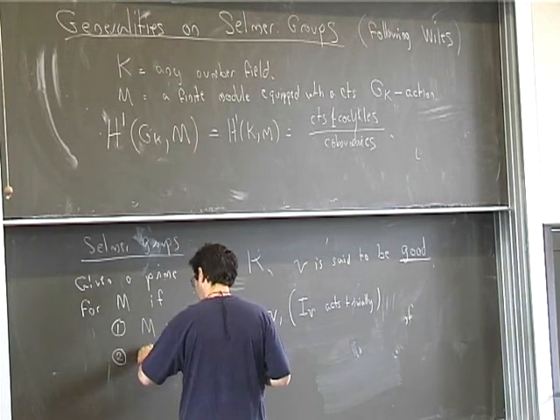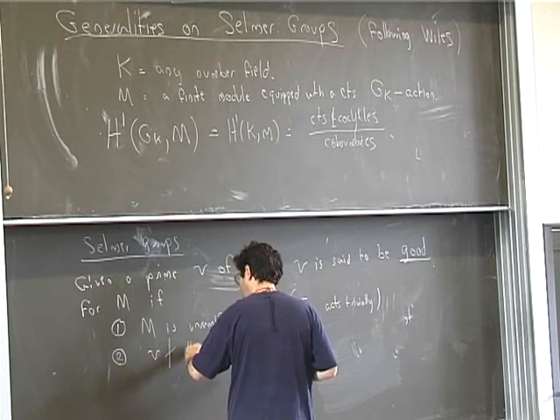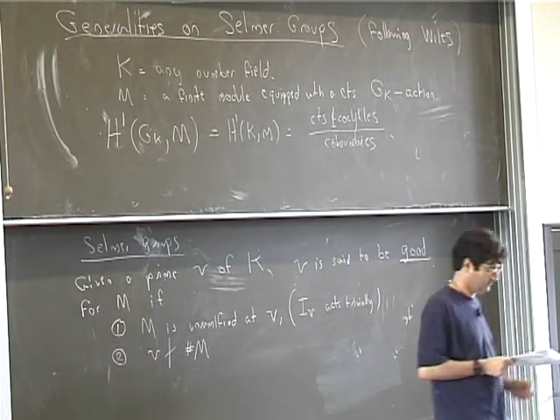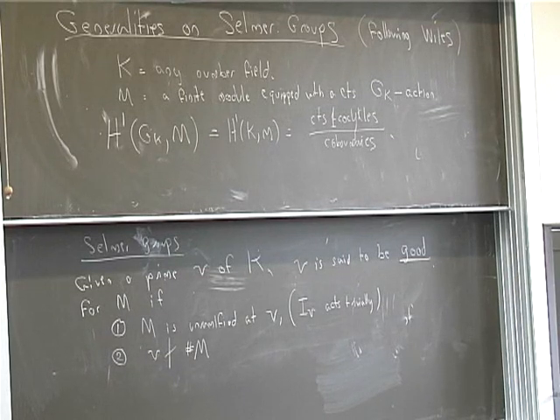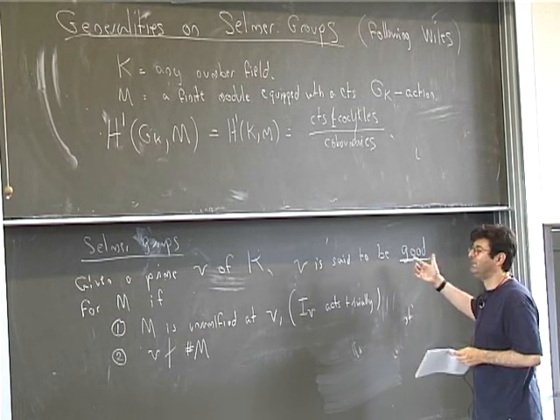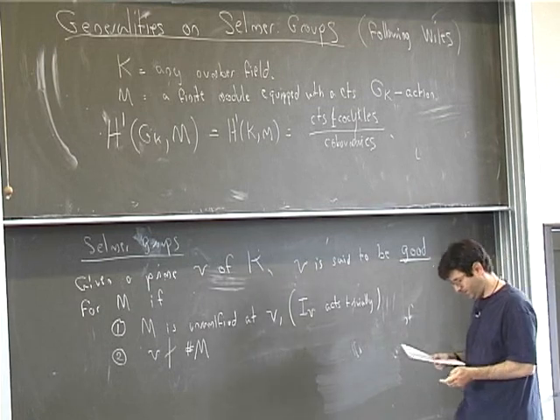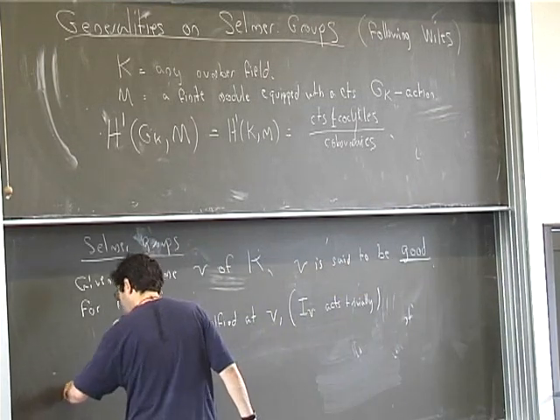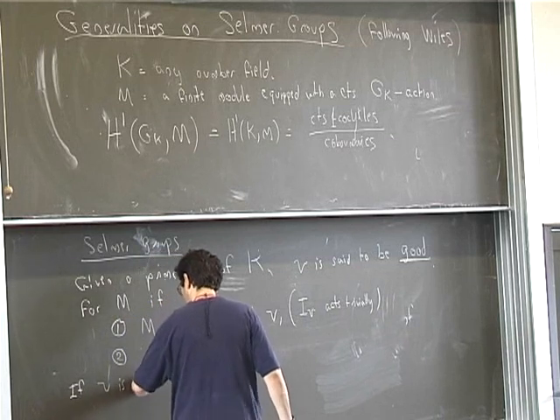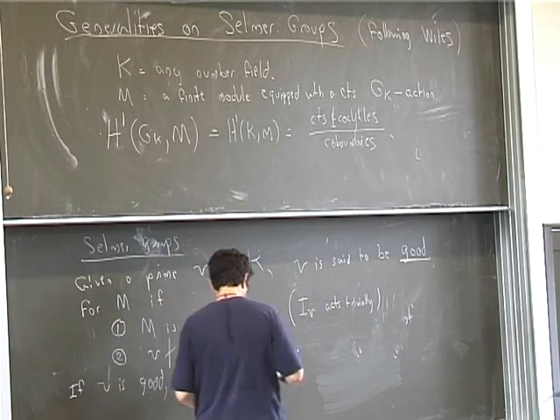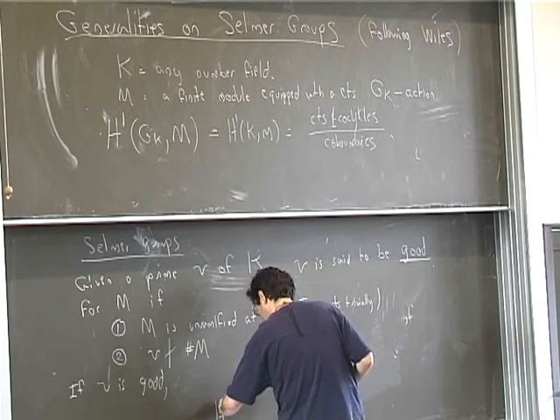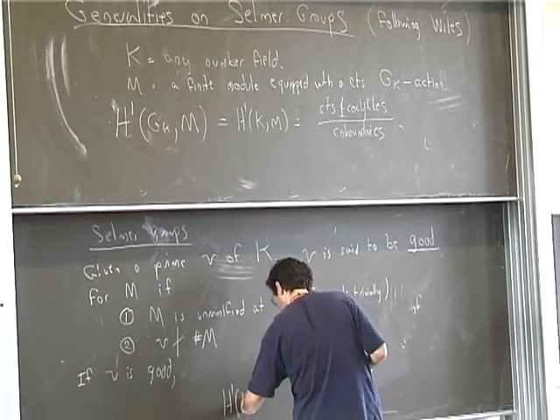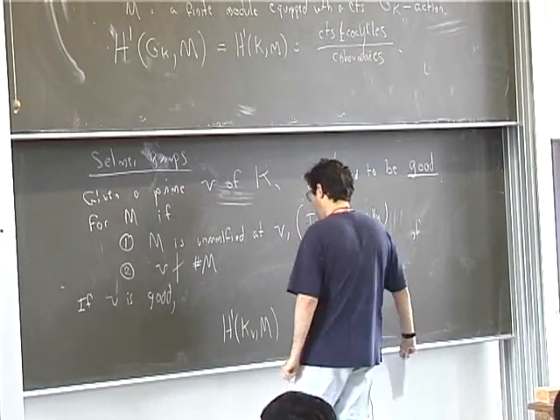The second condition I want is that v does not divide the cardinality of this finite module. Okay, so in these two conditions, I'm only throwing out a finite set of primes. Obviously, a finite extension has only finitely many ramified primes, and the primes dividing the order of M are finite. So almost all primes are good, according to this definition. So if v is a good prime, then we have an exact sequence where we can take a cohomology class on K_v.